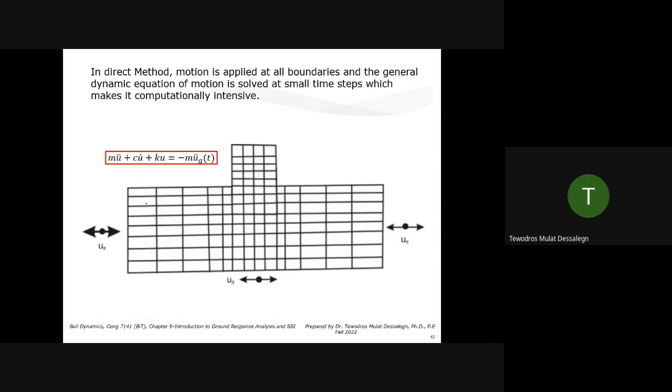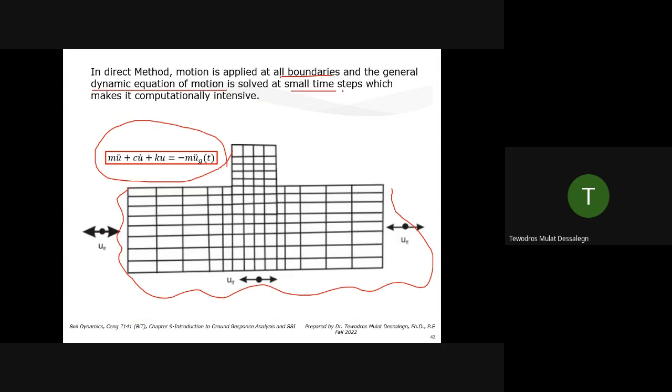So you can have your soil part and the structure part. You can generate the mesh, introduce the input, and you're solving this dynamic equation at every time step. That's why it's called the direct method. In direct method, motion is applied at all boundaries. If this is a surface, you have your input all around. And the general dynamic equation of motion is solved at small time steps, which makes it computationally intense.